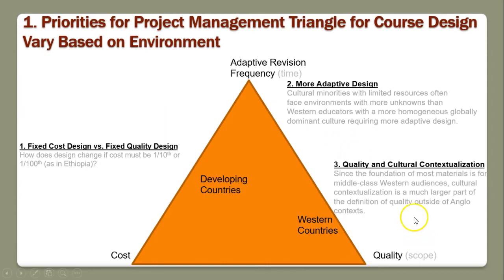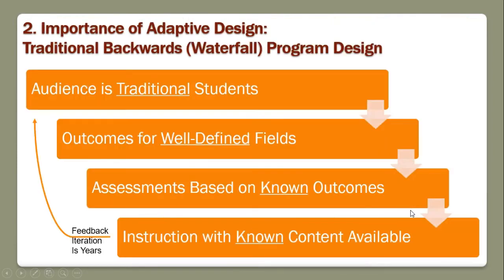And then the other thing is quality. Often quality is basically defined in terms of what middle-class Western audiences want. And often how you define quality, it's much more important that it's contextualized. So, for example, you could have a world-class movie, and if it's not in the language you can understand, that's not going to help you, right? So that's just an example.